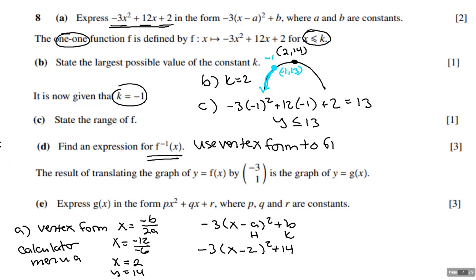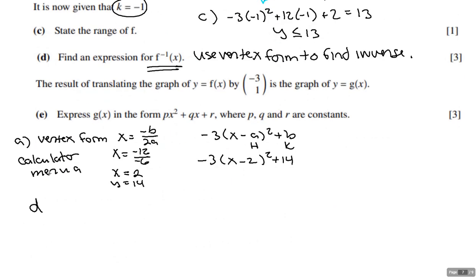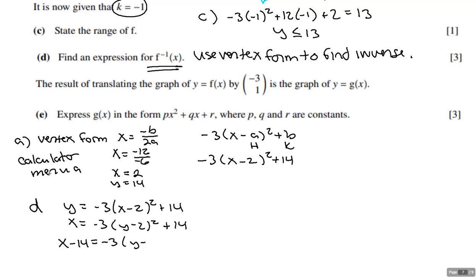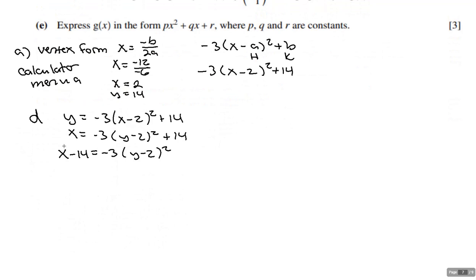And then in part D, they ask us to find the inverse. Now remember, if you're going to find the inverse of a quadratic, always use vertex form, which they already made you do. All right, so we're going to take this quadratic in vertex form, and then all we're going to do is switch to x's and y's and then get y by itself.